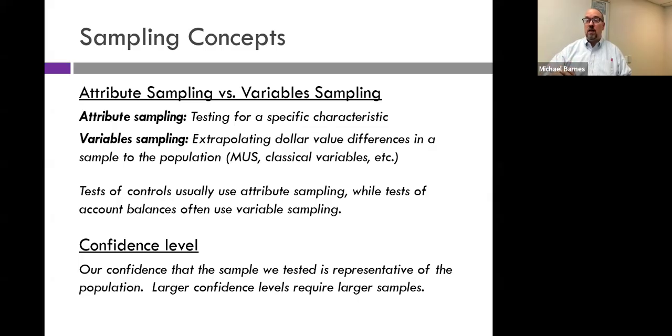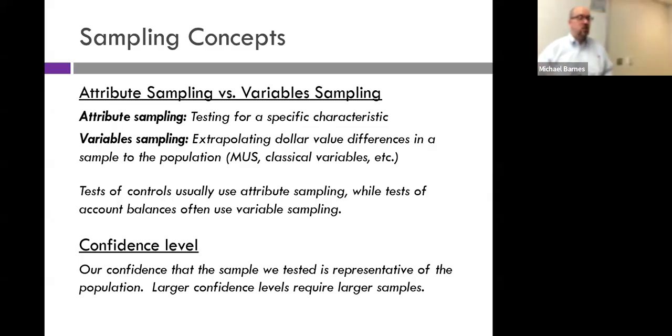Yes or no. The characteristic is just a binary question. Did the characteristic exist or does the characteristic not exist? Was the signature for authorization there? Yes. Was it not there? No. So it's a binary test, very, very simple and straightforward. And accordingly, our sampling for attribute sampling is going to be a lot more simple and straightforward than variable sampling.